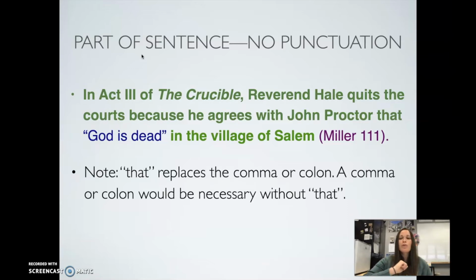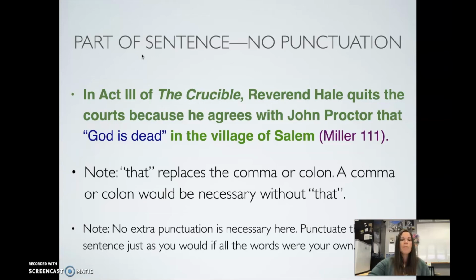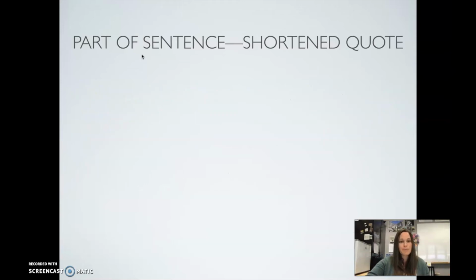In this case, the word "that" replaces the comma or colon, okay? A comma or colon would be necessary without the word "that" most of the time, okay? No extra punctuation is necessary here. Punctuate the sentence just as you would as if all the words were your own, except, of course, include quotation marks for the words that are not your own, okay?